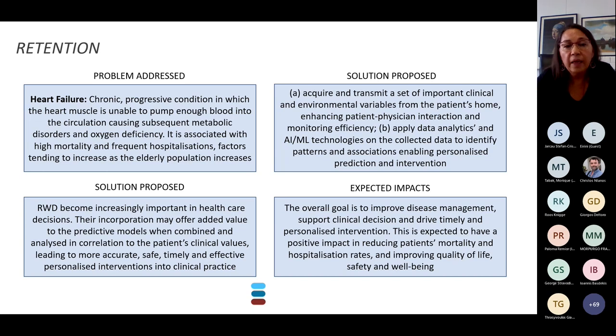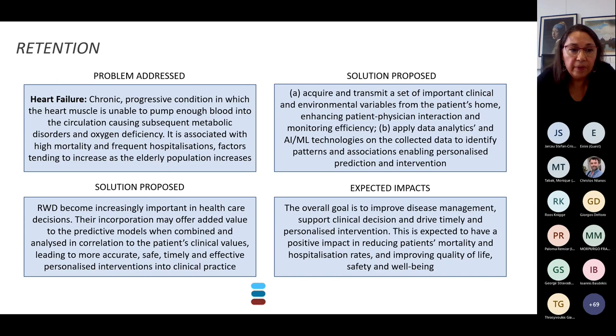So in this way, it is expected that systems like that can lead to safer and more accurate prognosis and prognostic factors for the patients on the one hand, and they can also lead to more effective and really personalized interventions that can be used in daily clinical practice.